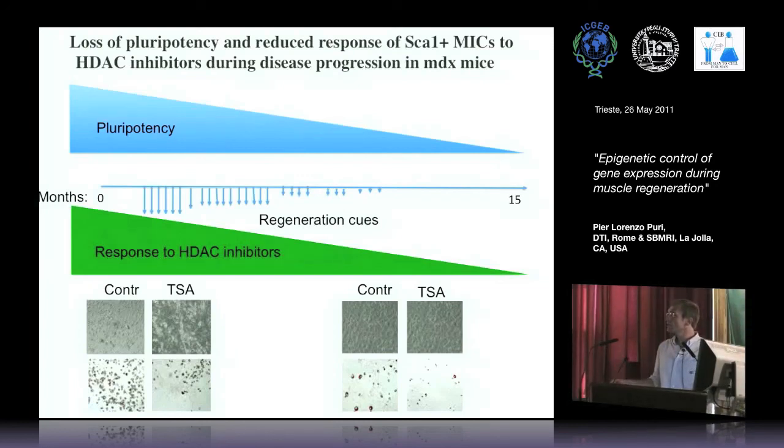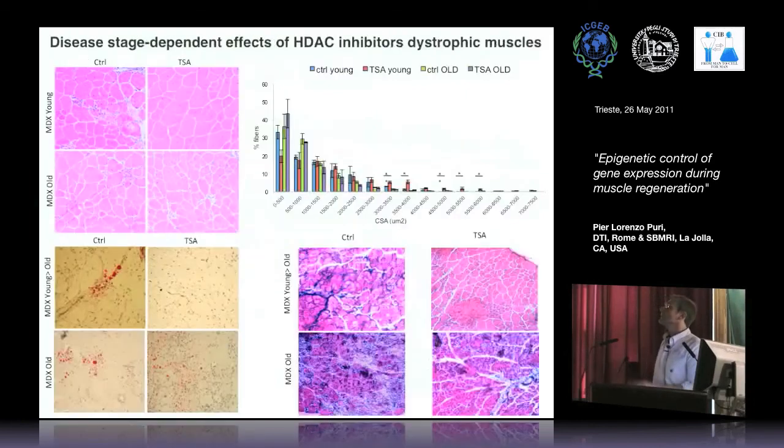However, as soon as the regeneration cues decline, the plasticity of these cells declines too. And this correlates with the lack of response of old MDX mice to deacetylase inhibitors, to the point that we're trying to step to a clinical trial with deacetylase inhibitors, and it's now clear that only early stages of the disease are susceptible to the beneficial effect of these drugs. So this is clearly emphasized by the positive effect of trichostatin A in young MDX mice.